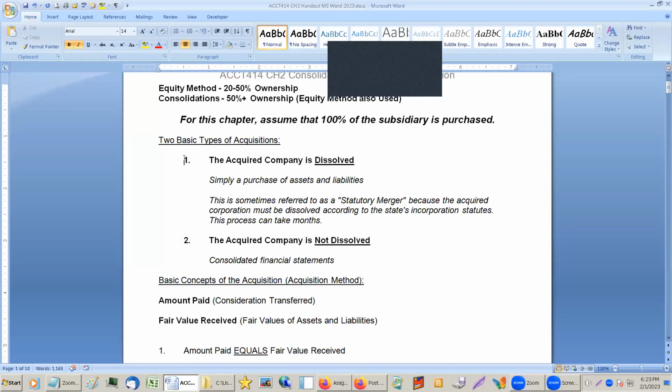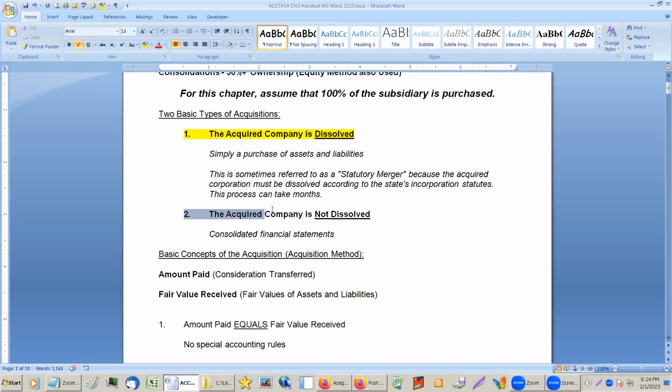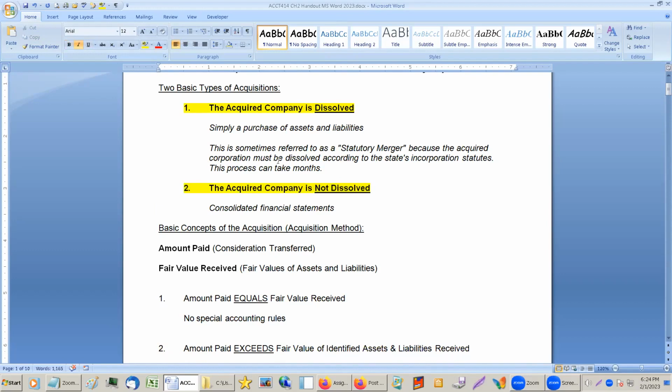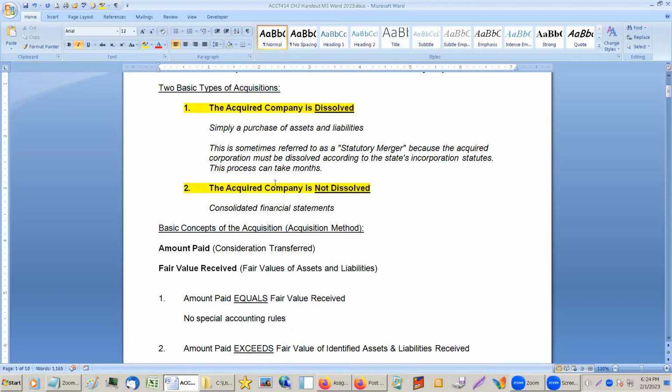Okay, so this is the one I'm going to start out with. It's probably the most intuitive one. And the second one here is having acquired is not dissolved. So the first one, we simply purchase the assets and the liabilities. Take them, put them on our books.